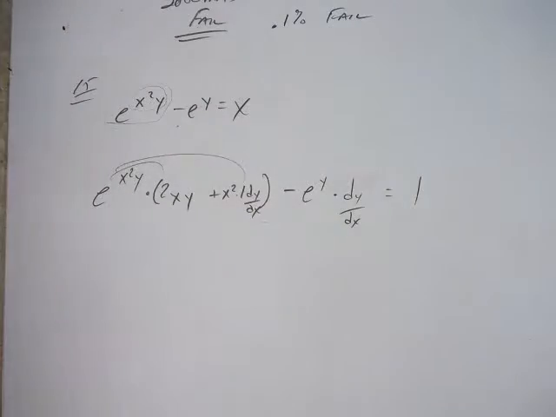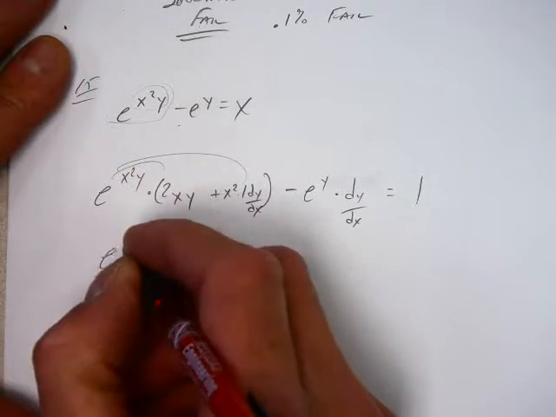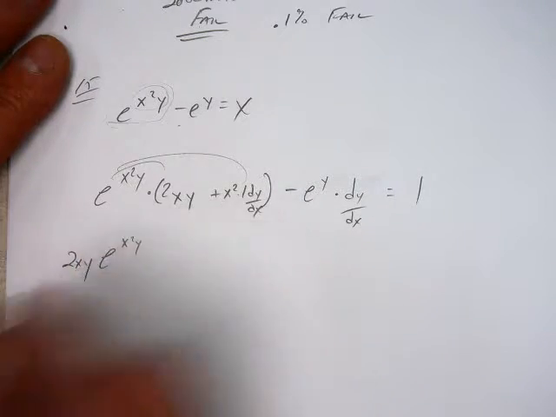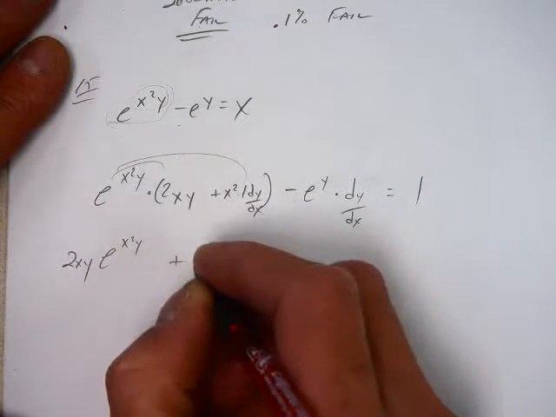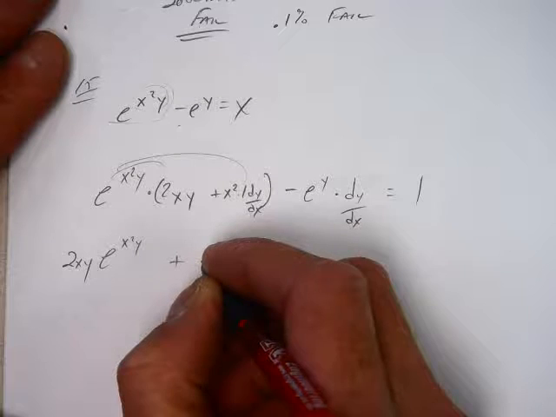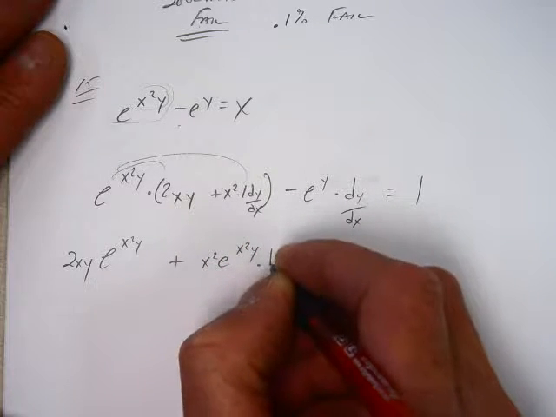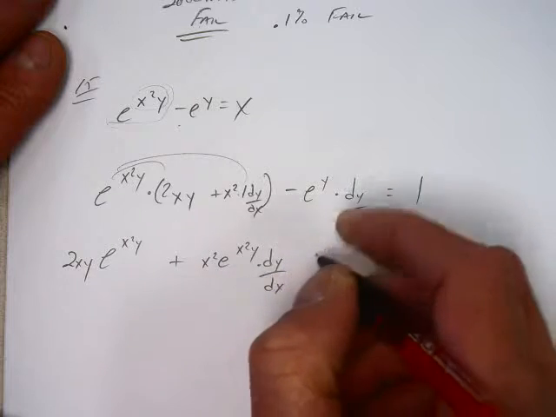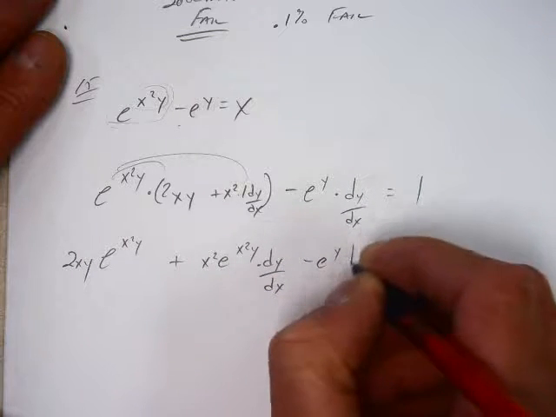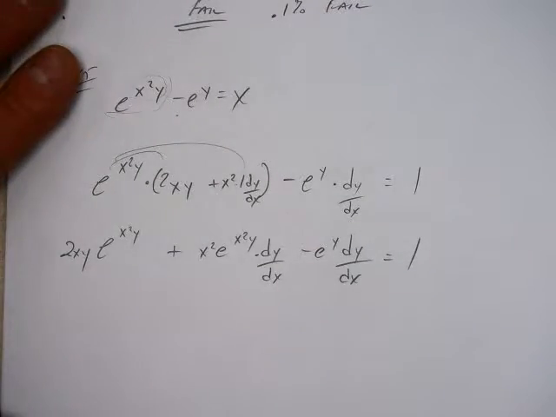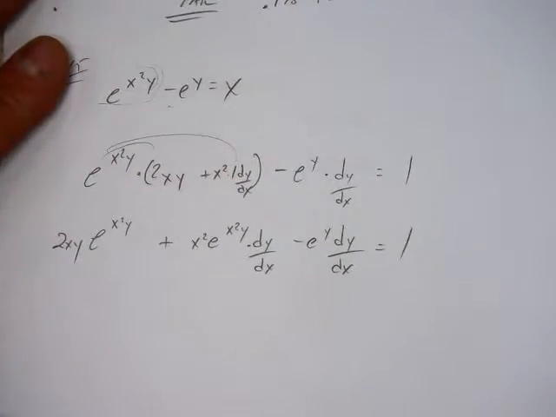Okay. Now we're not done yet. Minus e to the y times the derivative of y, which is dy/dx, equals 1. So again, anytime you differentiate something that has a y, you're going to have to keep in mind how much y changes with respect to x, which is denoted by dy/dx.